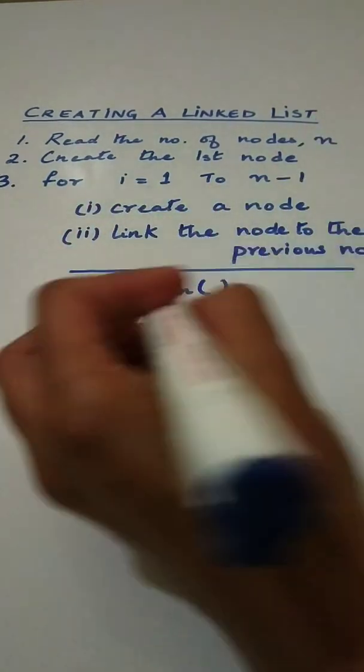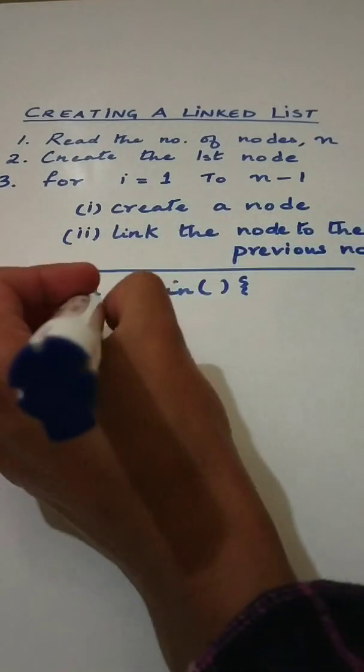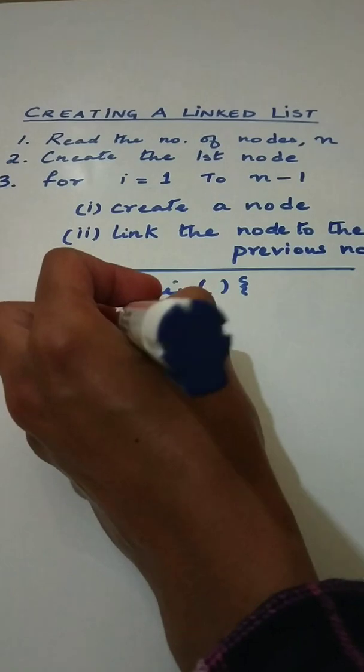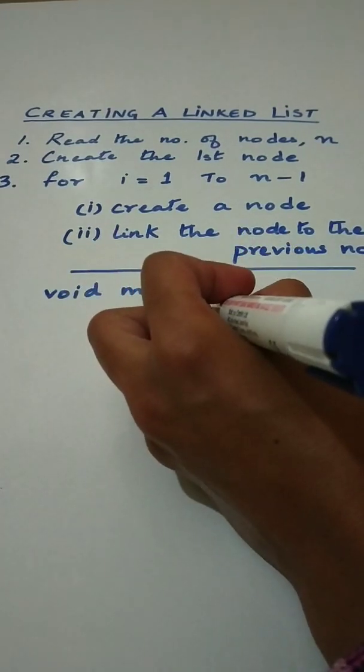Alright, I have void main here. So what am I going to do? I'm going to ask for the number of nodes. But you know, in C, all declarations have to be done right at the beginning. So I'm going to create a pointer. Let's say this is P.